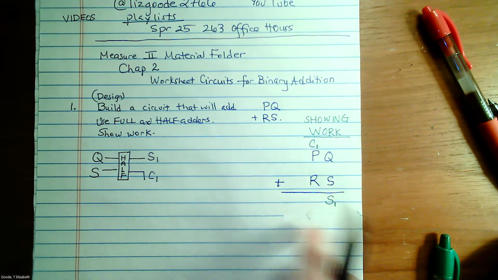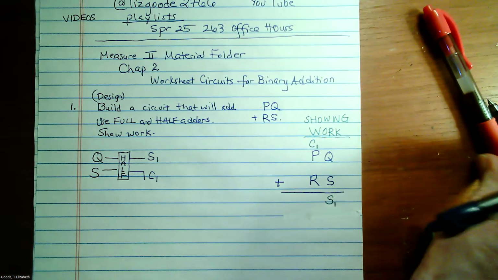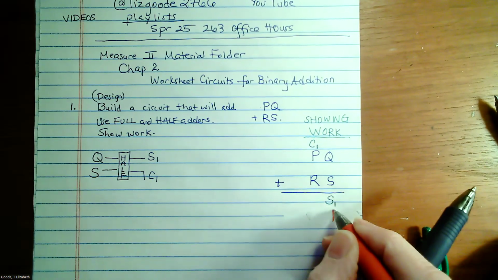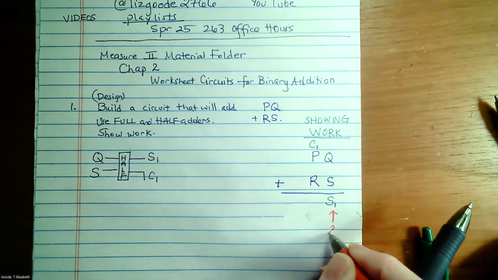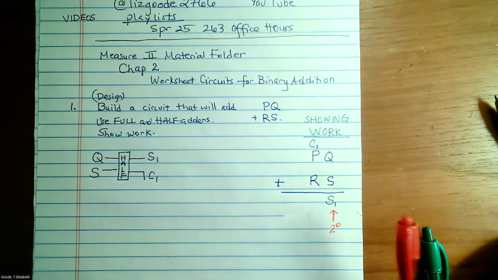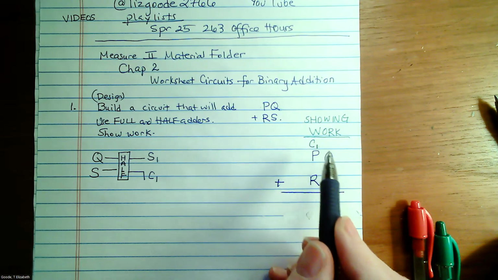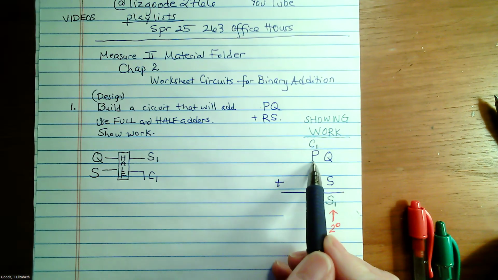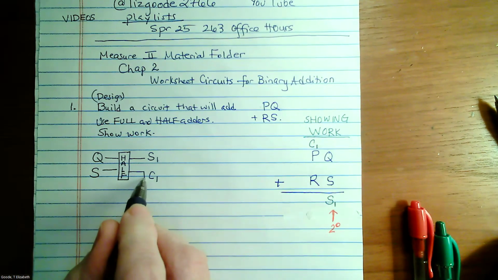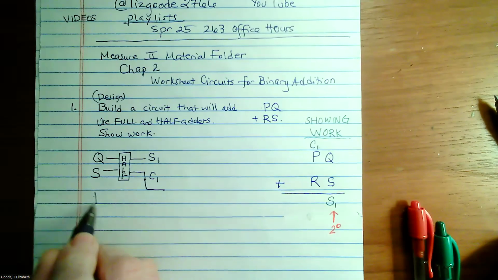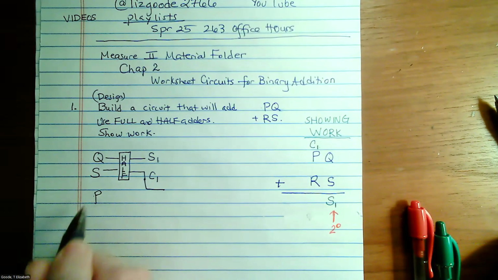So that means now we're done with the 2 to the zeros column, the ones column in binary addition. But now we're going to add C1, P, and R. Well, here's the wire for C1. So now we can put the input for P and for R.